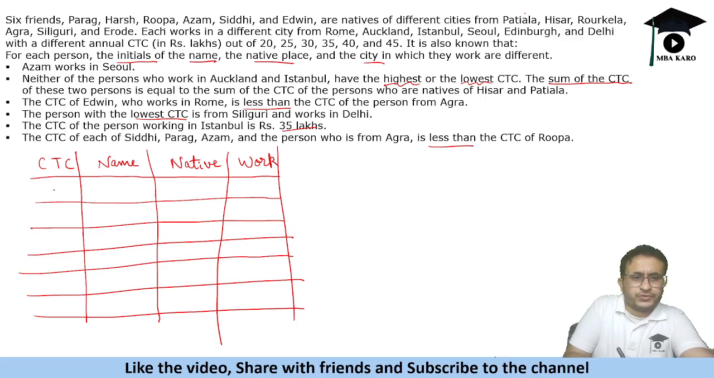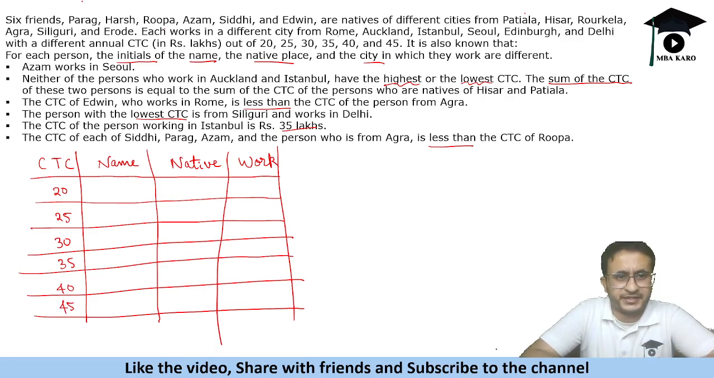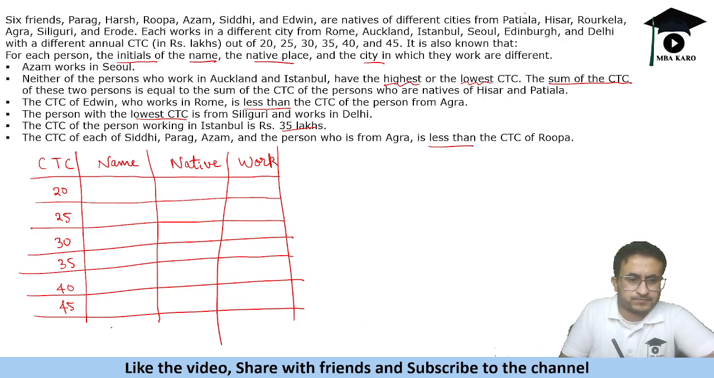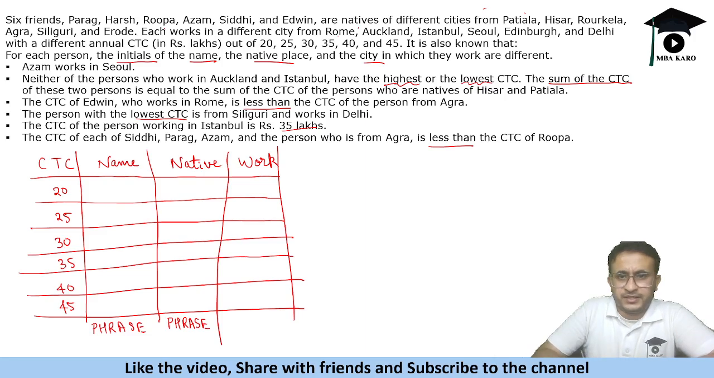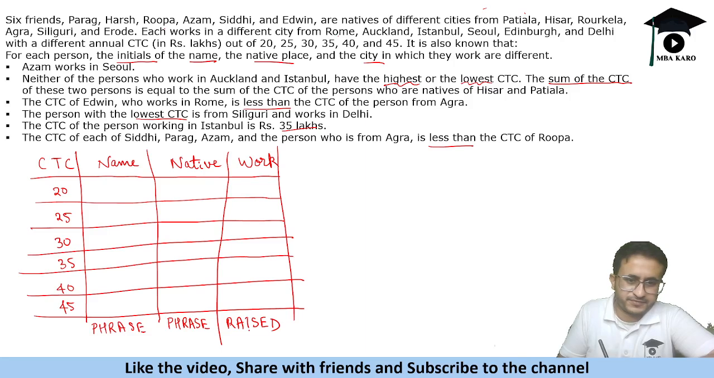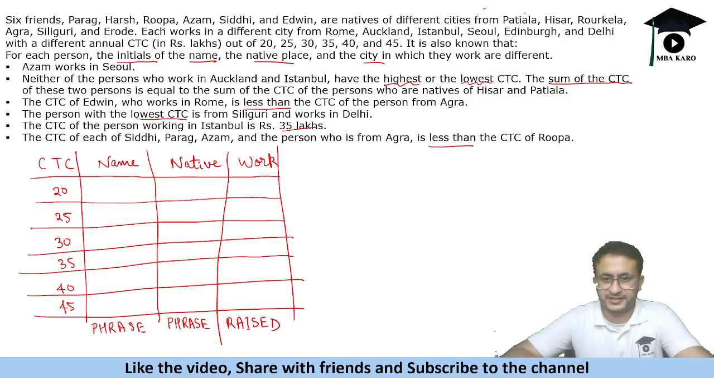There are six people. So first is 20, 25, 30. Now if you see the name letters, they are given. Native is given, again letters. And workplace is Rome, Auckland, and so on. So now they have raised the level of this question. Two sets of letters, and there is a third one.